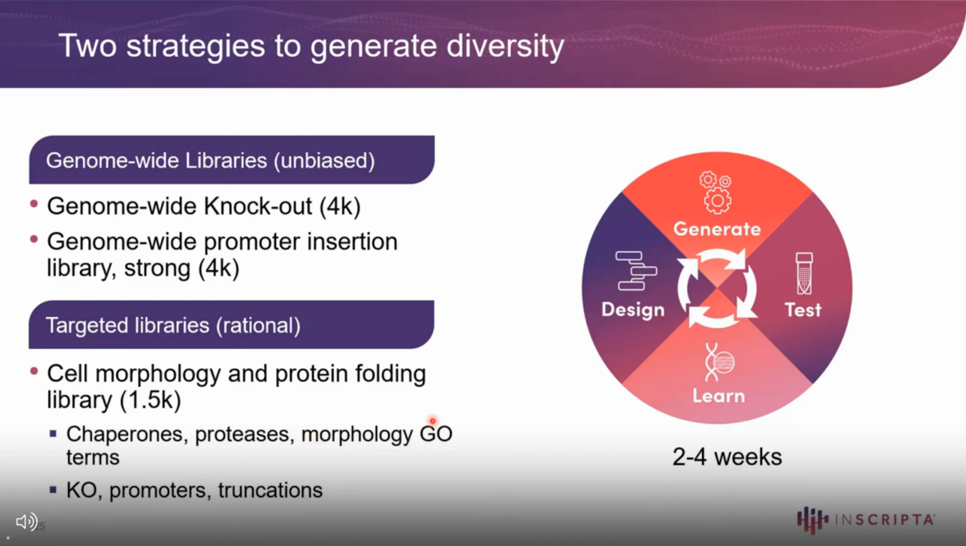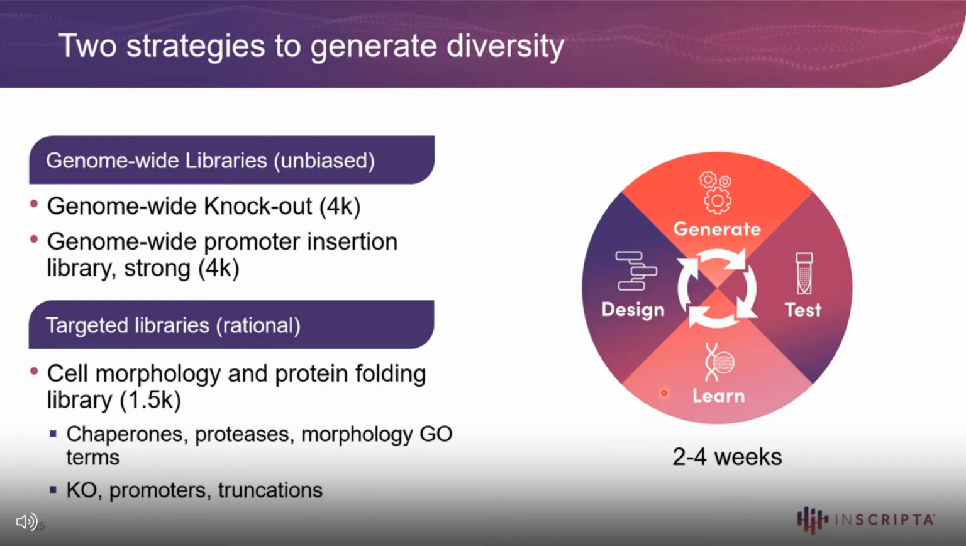And these different gene classes were targeted with a couple different edits, so a knockout library or knockouts of those genes, various different promoters that were targeting those genes, as well as truncations of those genes. So those are the two library approaches, again, this unbiased and then a rational approach.